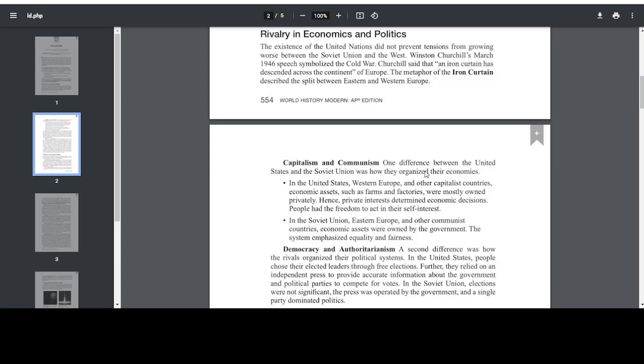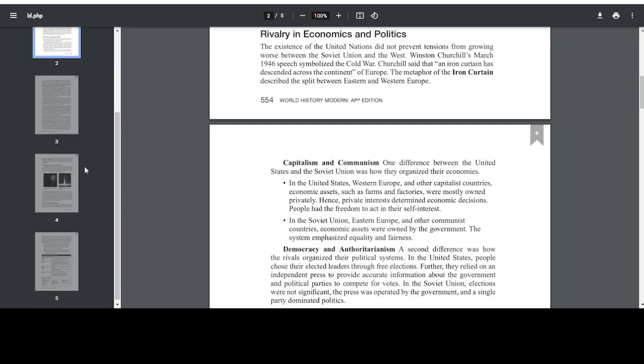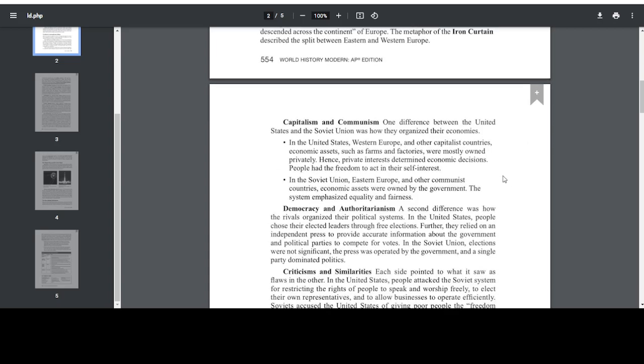Capitalism and communism. One difference between the United States and the Soviet Union was how they organized their economies. In the United States, Western Europe, and other capitalist countries, economic assets such as farms and factories were mostly owned privately. Hence, private interest determined economic decisions. People had the freedom to act in their self-interest. In the Soviet Union, Eastern Europe, and other communist countries, economic assets were owned by the government. The system emphasized equality and fairness.